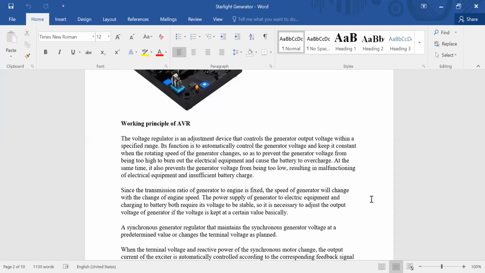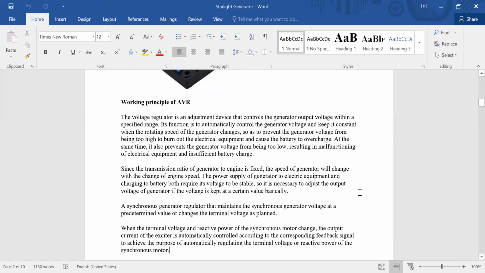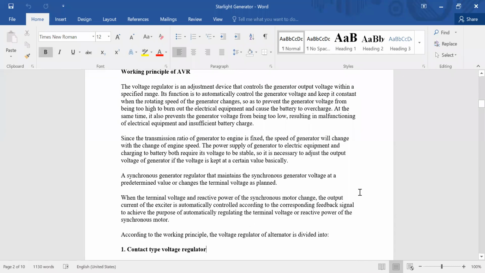So the synchronous generator regulator maintains the synchronous generator voltage at a predetermined value or changes the terminal voltage as planned. So we have a terminal voltage over there. Okay, whenever the terminal voltage or the reactive power of the synchronous motor changes, the output current of the exciter is automatically controlled according to the corresponding feedback signal we are giving, to achieve the purpose of automatically regulating the terminal voltage or reactive power of the synchronous motor.